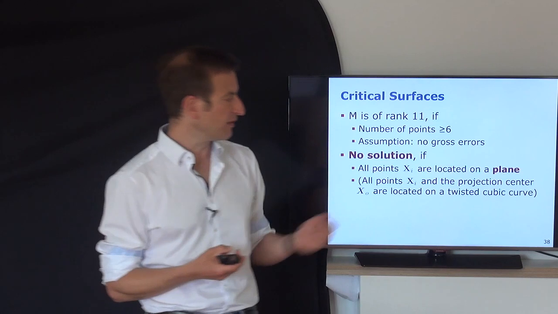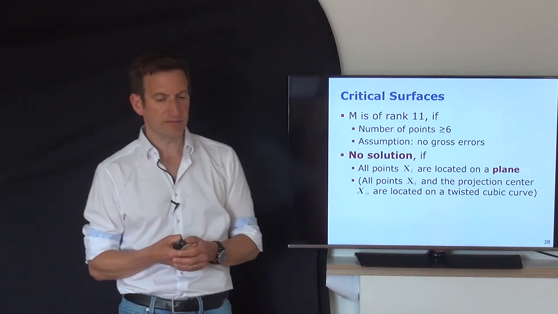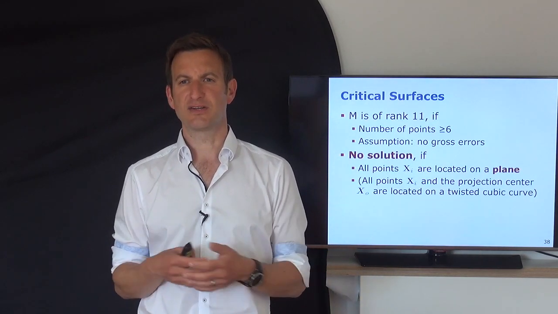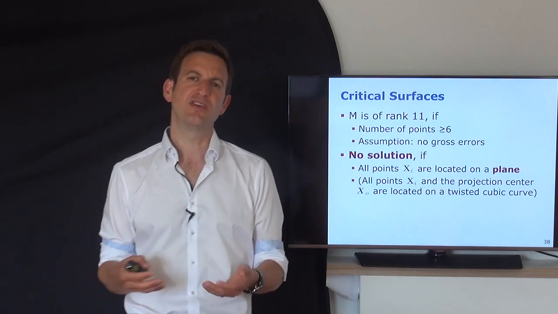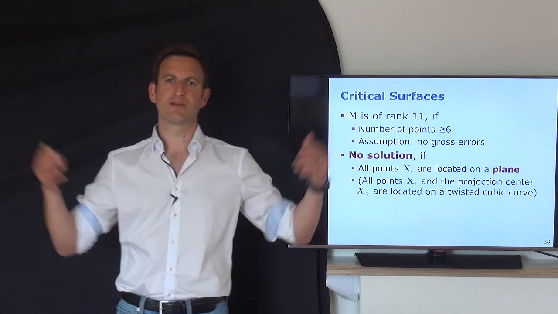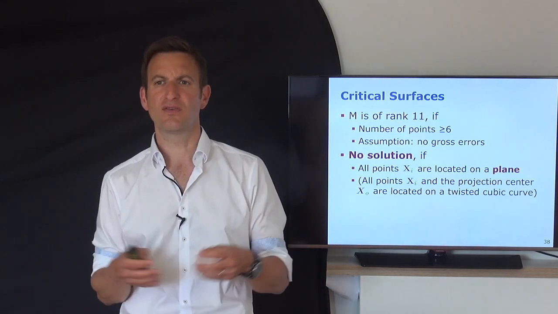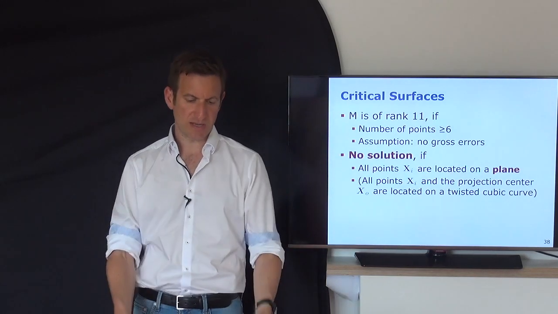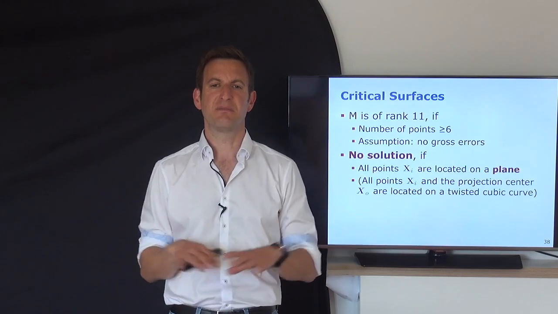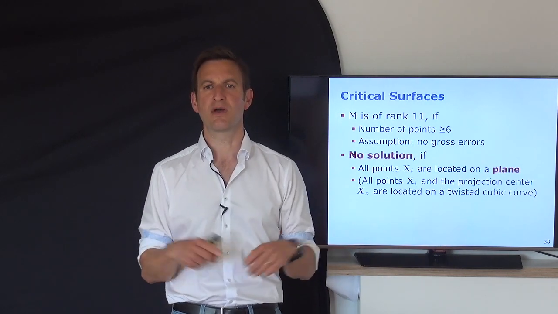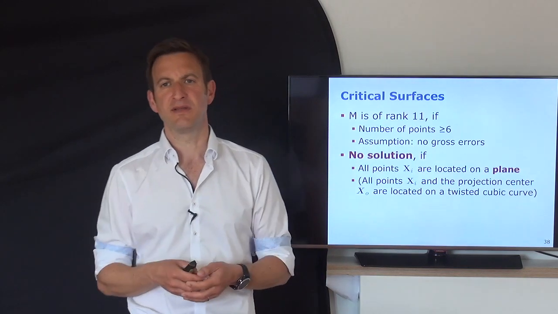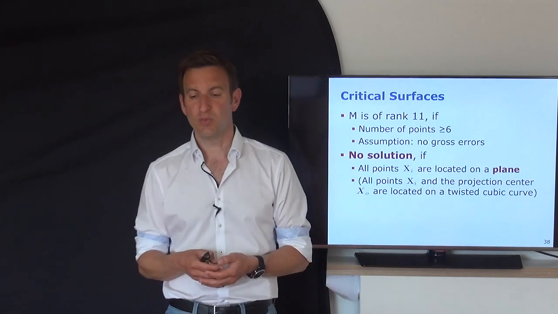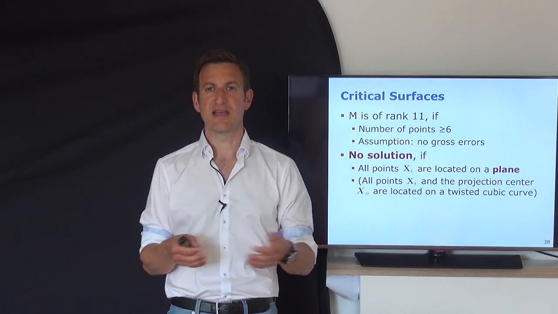There are also some other critical configurations, but the in practice relevant critical surfaces are actually the points lying on a plane, because that happens quite frequently. If you think that you have a wall where a lot of feature points are located and you know those points, then all those points lie on a plane. Or if you are in an airplane and you're looking down with an aerial camera and you have, let's say, a roughly planar ground and you know a few control points on the ground, they all will lie on a plane, or at least approximately on a plane, which will lead to the degenerate solution of your projection matrix, and thus you will not be able to estimate your intrinsic and extrinsic parameters.